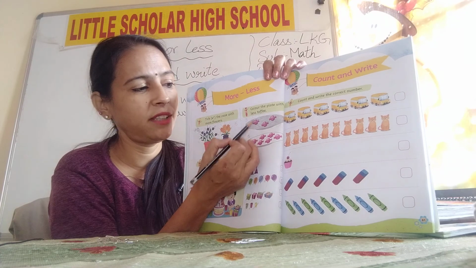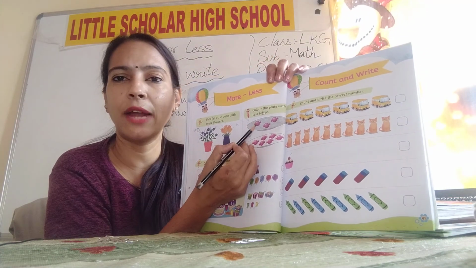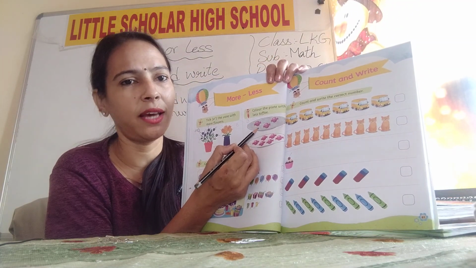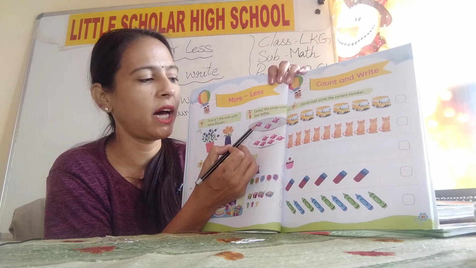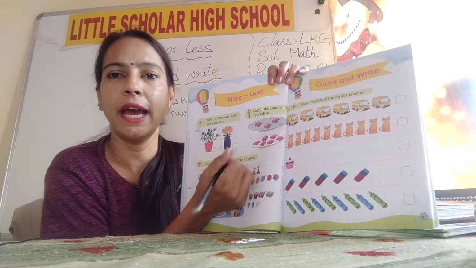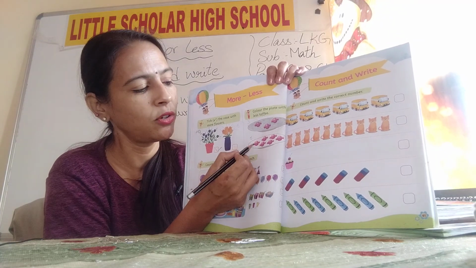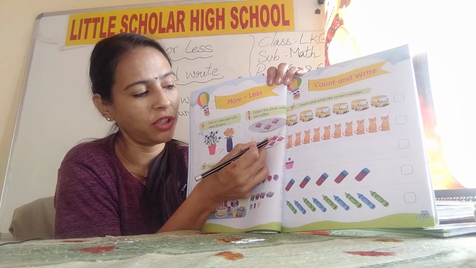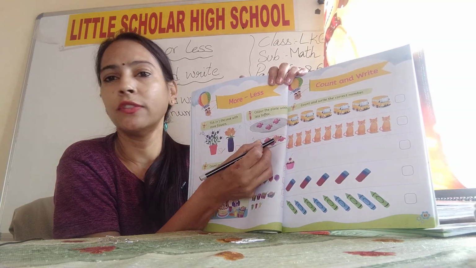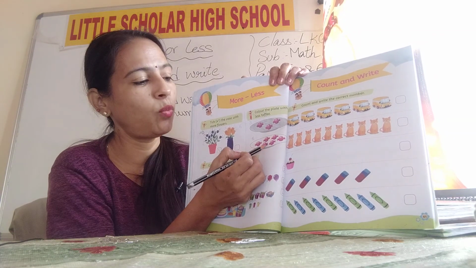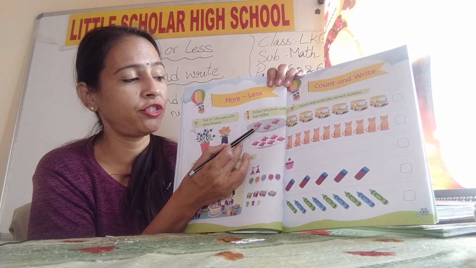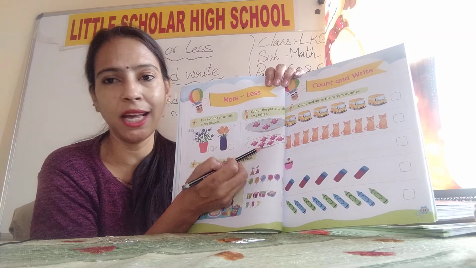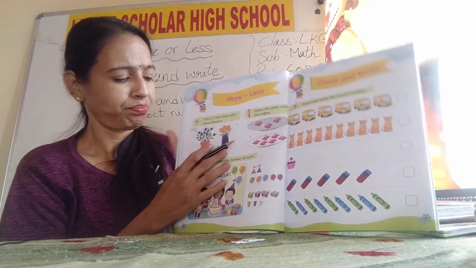So Rita had fewer toffees and we colored the plate with the fewer toffees. How many toffees did Rita have? 1, 2, 3. And how many toffees did Reena have? 1, 2, 3, 4, 5, 6. So Reena had more than Rita, and Rita had less than Reena, right?